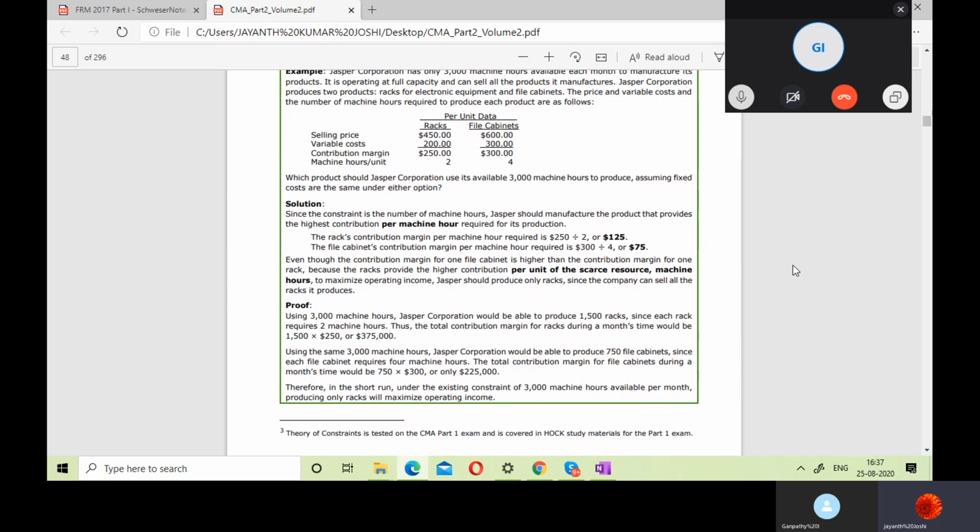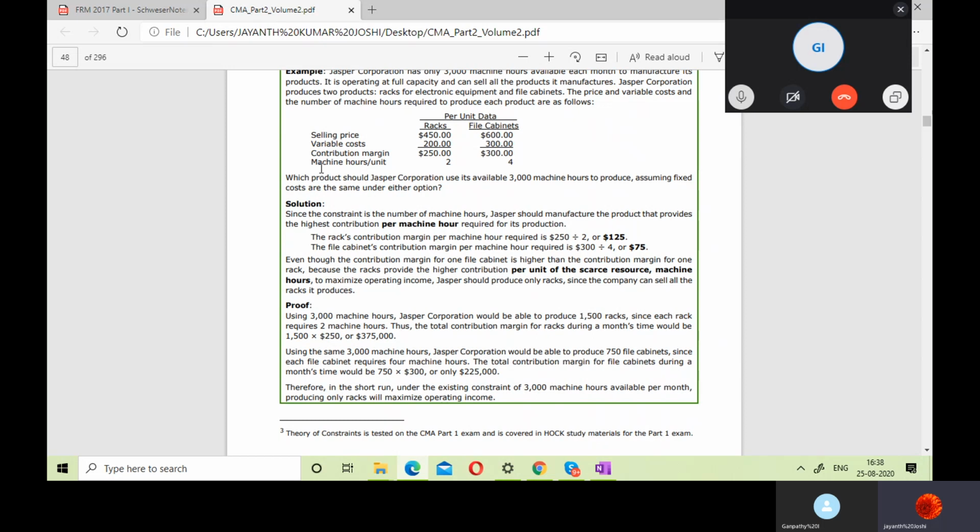Yeah, this kind of question, I am telling you very frankly, will definitely come in the exam, 100% it comes, and it has also come in previous exams. Since the constraint is the number of machine hours, Jasper should manufacture the product that provides the highest contribution per machine hour. You have a constraint of machine hours, so you should look into that option which can give you the highest contribution per machine hour. Whatever machine hours you use, they are different for both, but in both cases whichever gives you more contribution will be better for you.